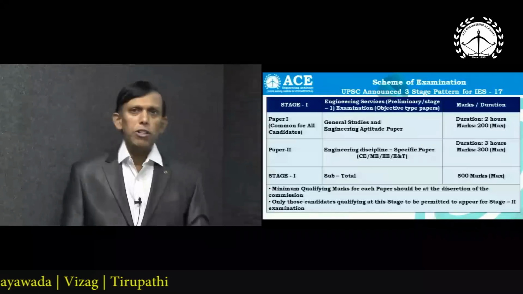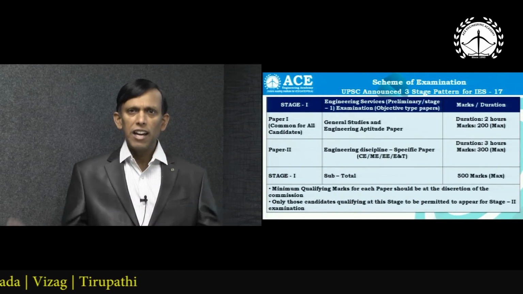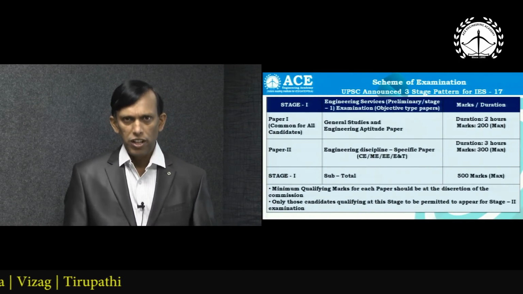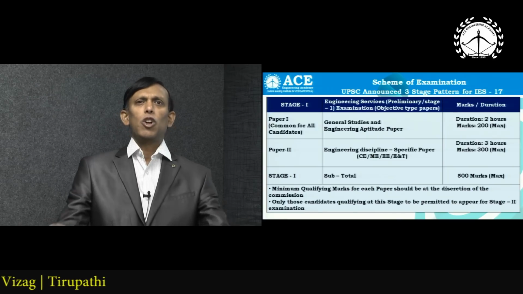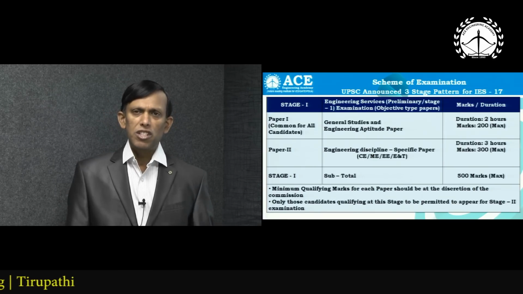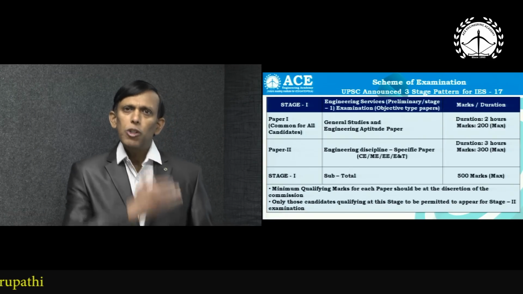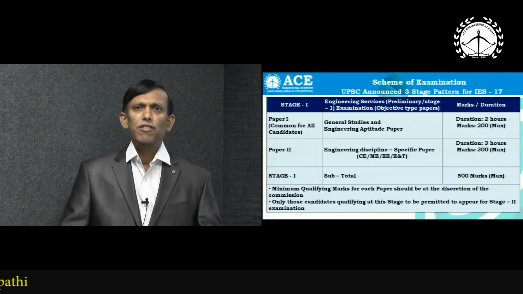Now paper 2 of stage 1 is the entire branch of engineering. For you it is electronics and telecommunication. It has 3 hours duration and 300 marks. The subtotal of stage 1 is 500 marks.